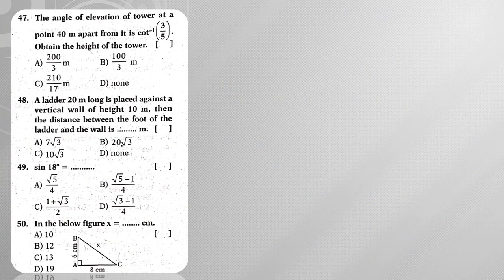Angle of elevation of a tower at a point 40 meters apart from it is cot inverse 3 by 5. Obtain the height of the tower. Now, angle of elevation. So what has he given? The angle of elevation at a point 40 meters apart is cot inverse of 3 by 5. Suppose I consider this angle as theta, so theta is equal to cot inverse of 3 by 5. From this we can say cot theta is equal to 3 by 5. When cot inverse is brought to the left hand side, it becomes cot. So cot theta is equal to 3 by 5.